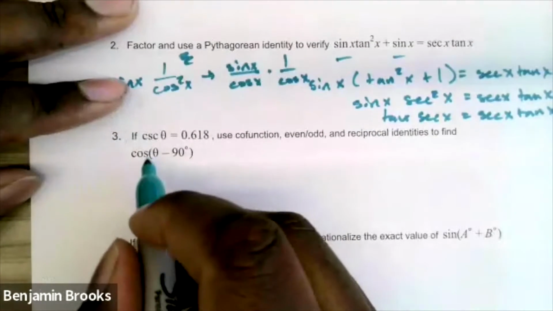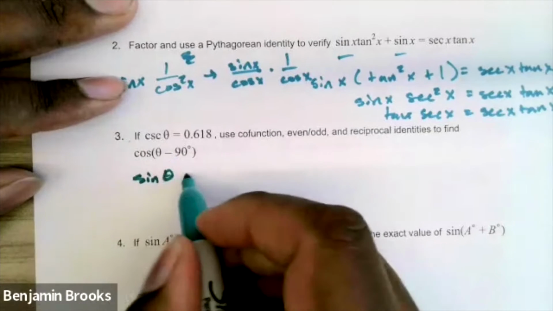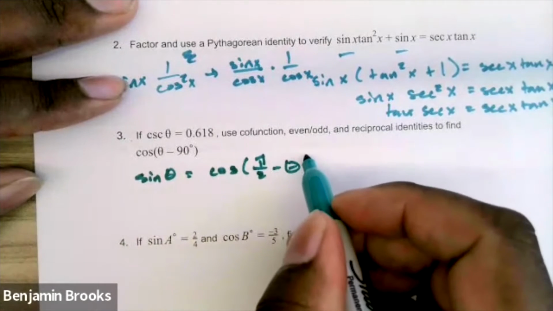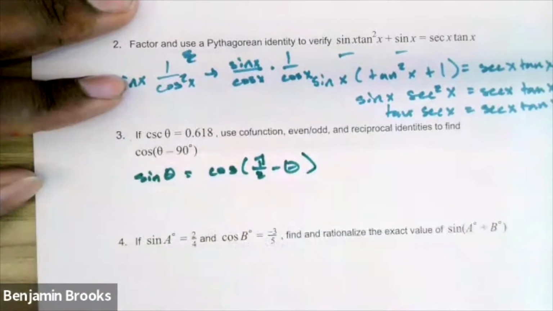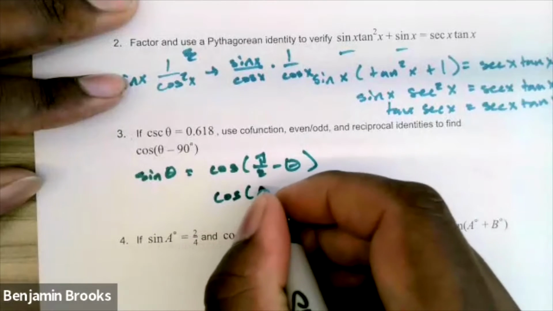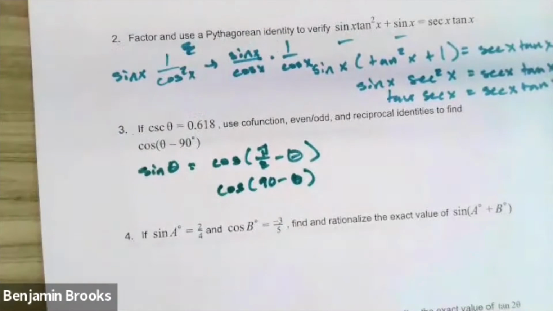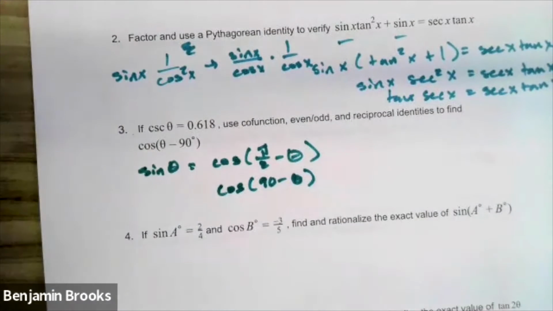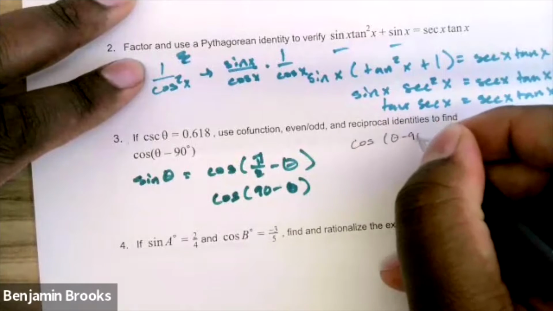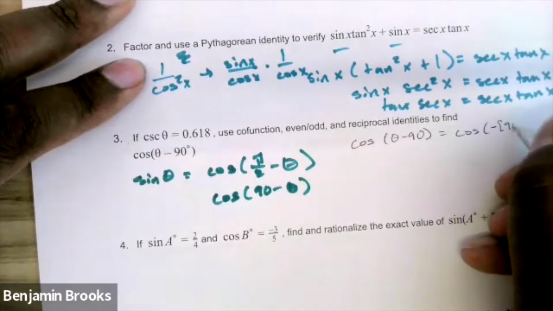Basically we've got that sine theta equals cosine of pi over 2 minus theta. So what we want to do, and remember pi over 2 is the same thing as 90, so basically this is cosine of 90 minus theta. So the first thing that we have to do is use the fact that cosine of theta minus 90 is the same thing as cosine of negative 90 minus theta.